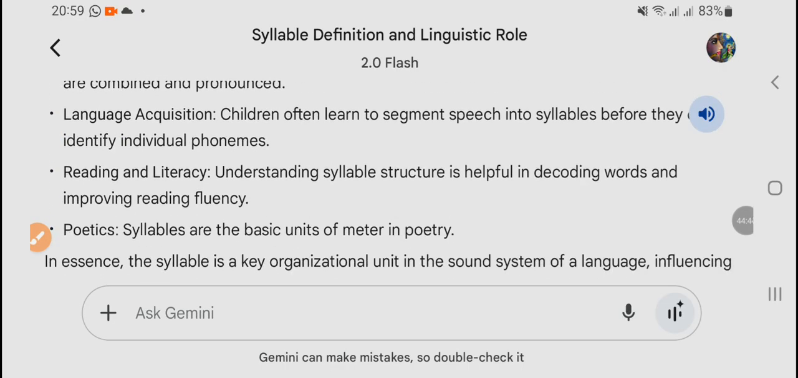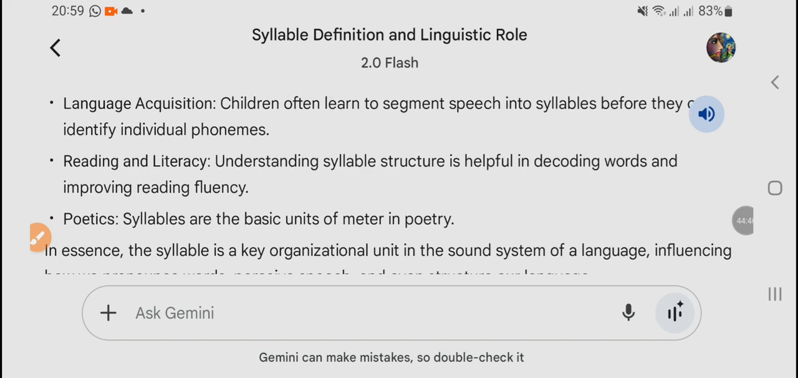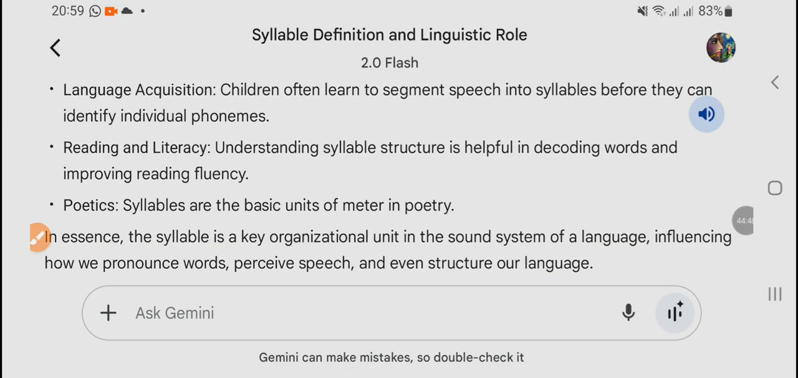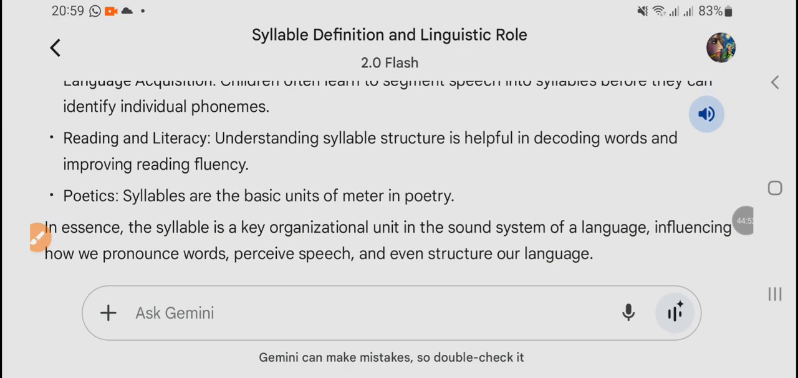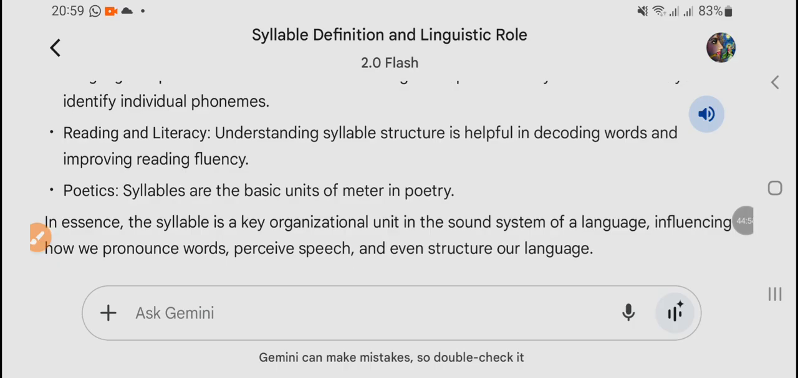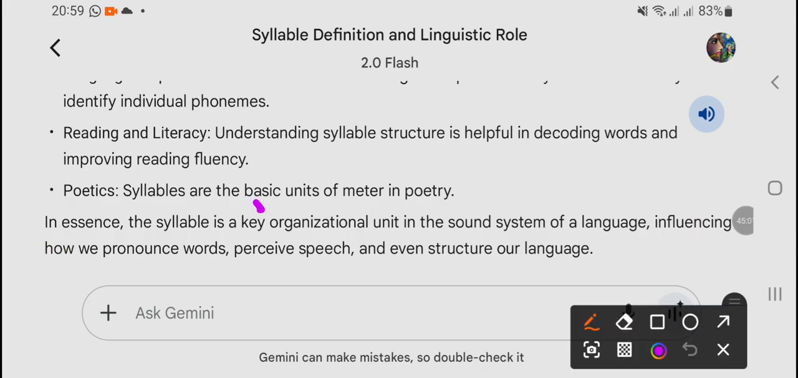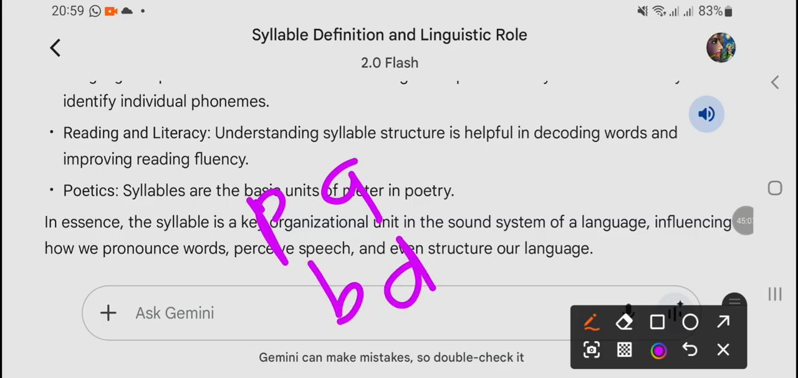Then language acquisition: children often learn to segment speech into syllables before they can identify individual phonemes, right? Phonemes, you know, are the smallest sound units. I used to give an example in the class, the best example I found, of how a child remembers phonemes. These all are the phonemes.